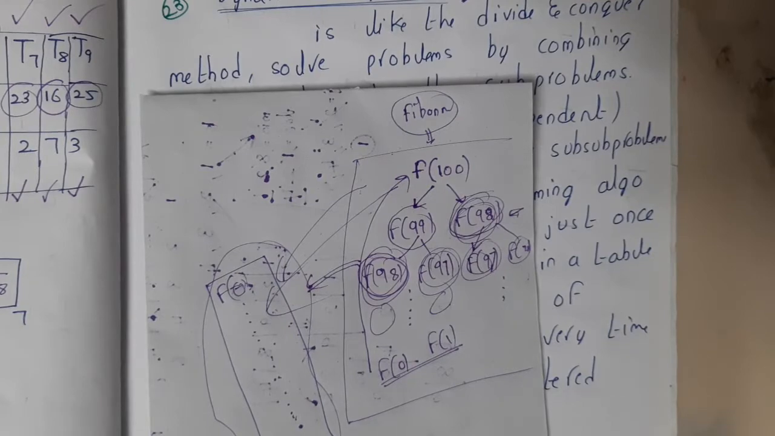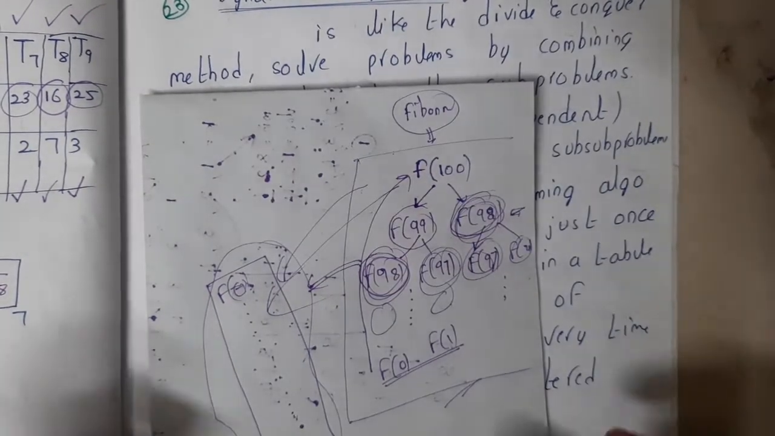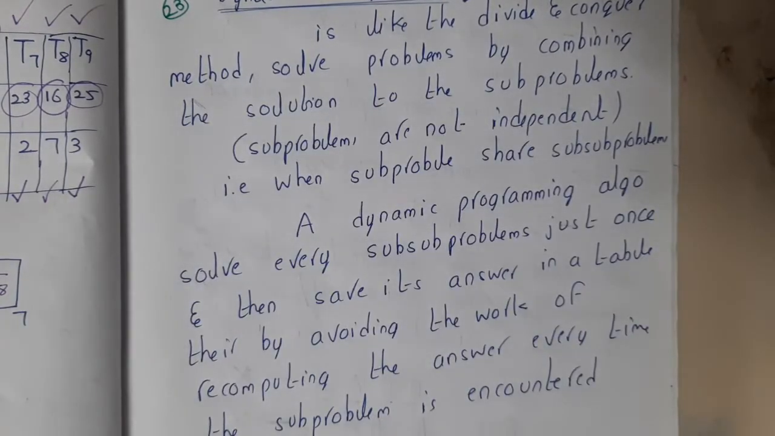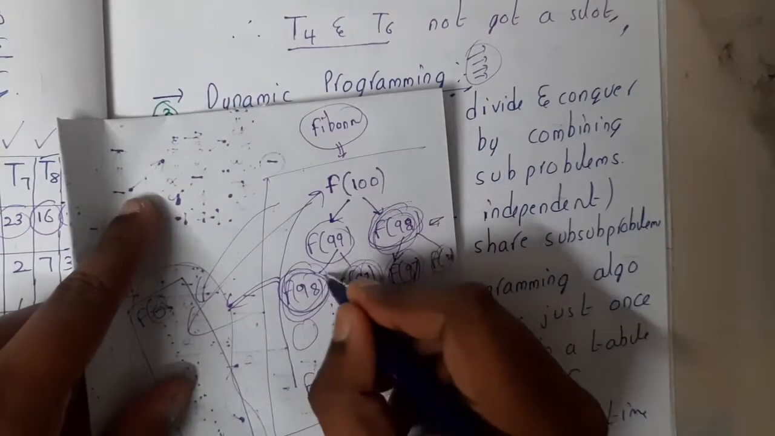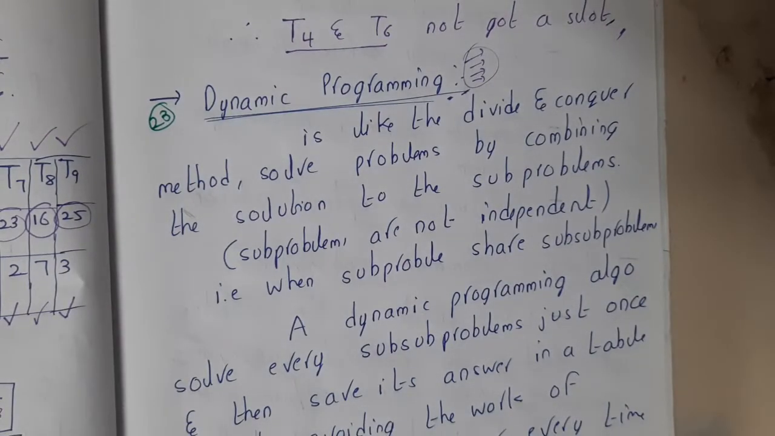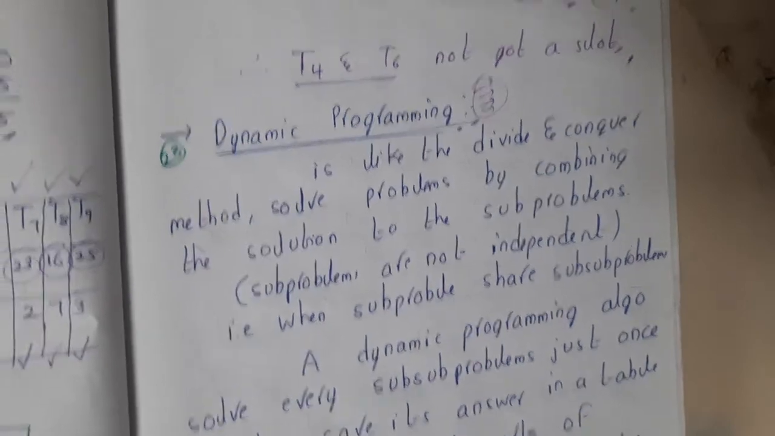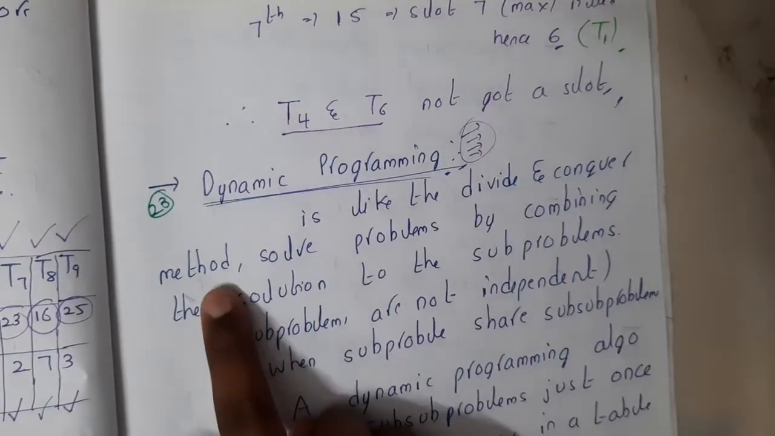So you got an idea, right? This is a live solution, a clear real-time example. With the help of dynamic programming, you are not going to solve the sub problems which are already solved. Sub problem is the terminology which confuses most of the students here. Dynamic programming is like the divide and conquer method.